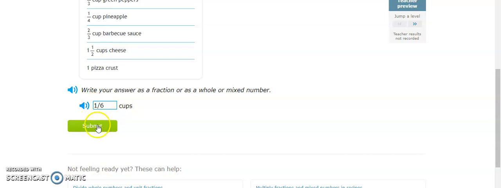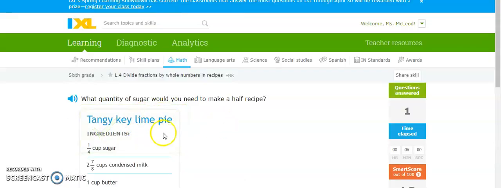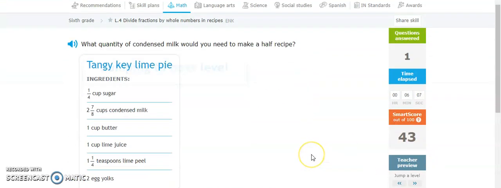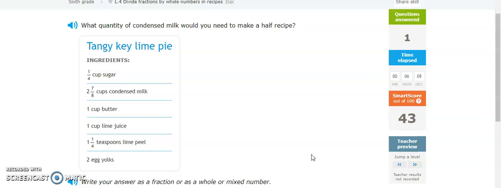All right, so we got it right. Great, so we're going to be doing very similar things throughout. I'm going to jump up to a more difficult level because sometimes they might look a little bit different, but it's going to be kind of a similar idea. All right, so let's look at this one.